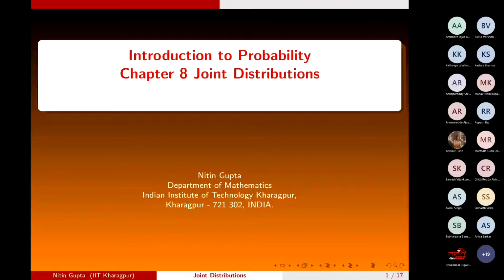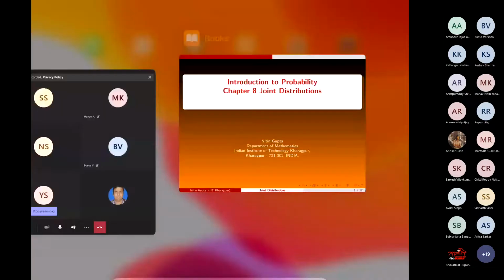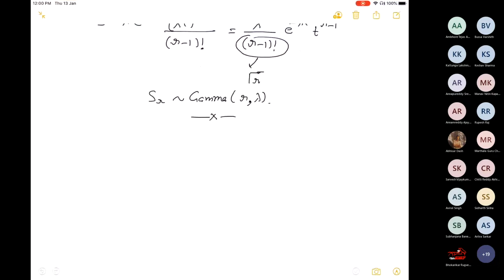So we are starting with the joint distributions in the introduction to probability. The slides I've already shared, as some students have requested. So let me start with an example.